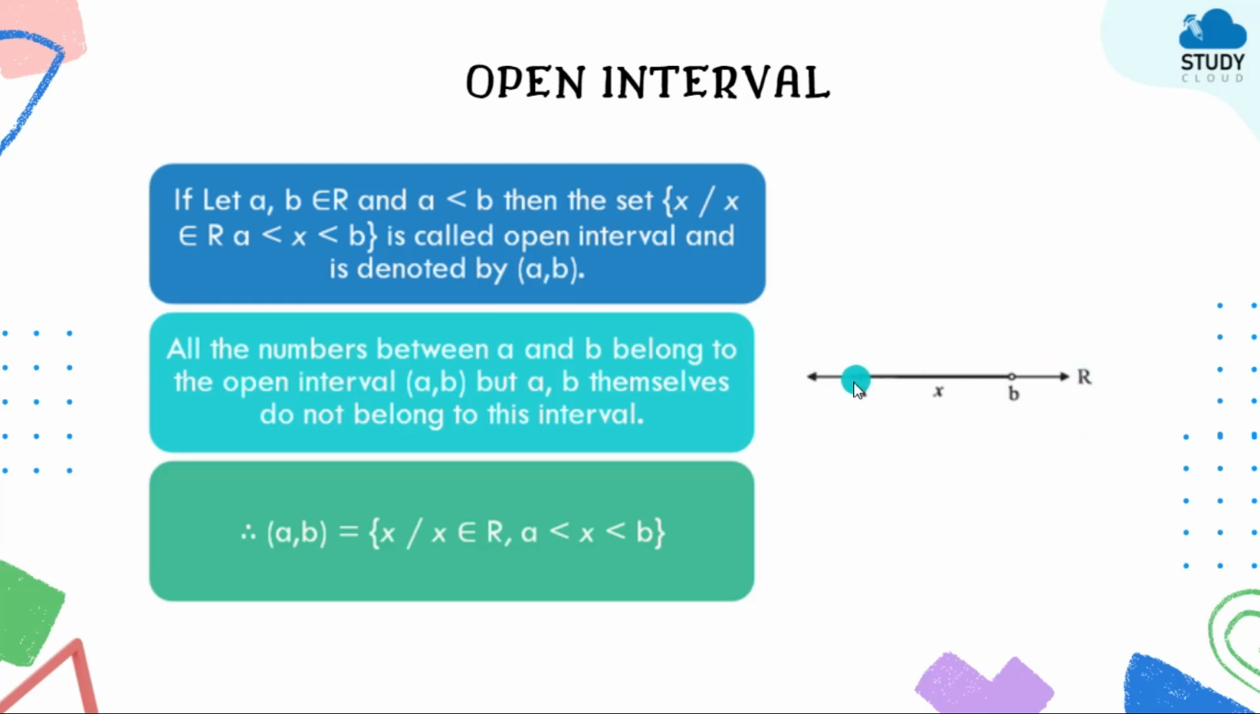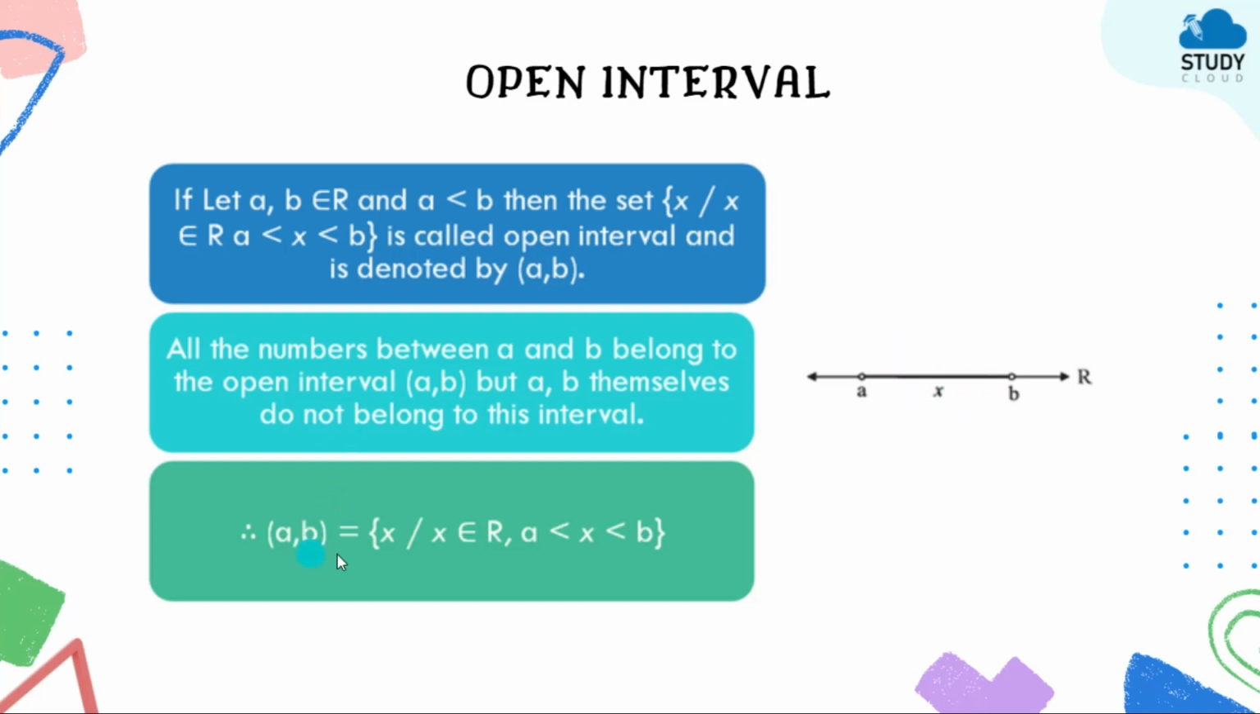See here, one picture is also given to you. This entire line is R, here is A, here is B. In between there will be X. All the numbers between A and B belong to the open interval (A, B), but A and B themselves do not belong to this interval. So all the numbers which are here will lie between A and B, but A and B will not come when you talk about this particular interval. So you have to exclude A, exclude B. Whatever there is in between, that is a part of X.